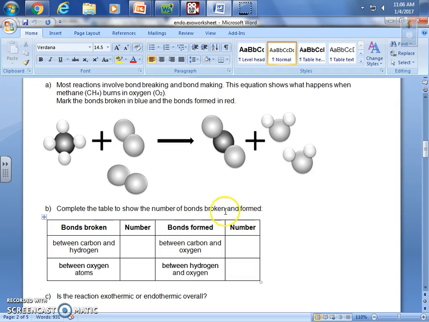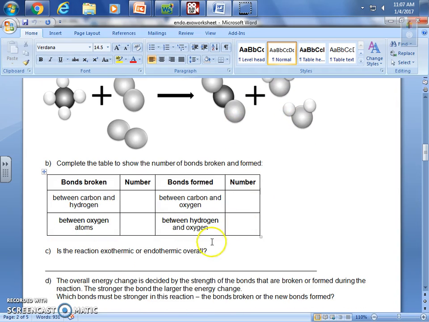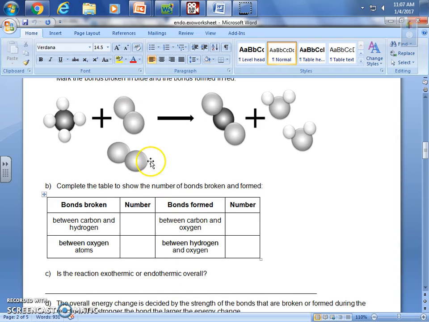It says complete the table showing where bonds are broken and formed between carbon and hydrogen. So here's our CH4. How many bonds are broken? Well, we have 4. Between the oxygen atoms, well, we had 2. How many bonds are formed between carbon and oxygen? We have CO2, so we have 2. And you all can see we have 4 there. Is this exo or endo? Think about, are we going from something more complex to less, or less to more?